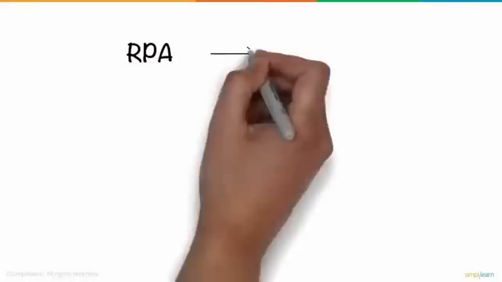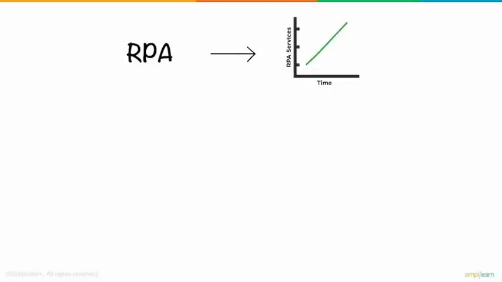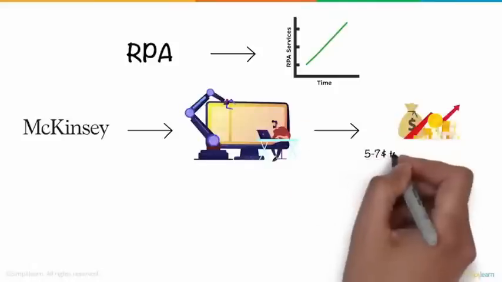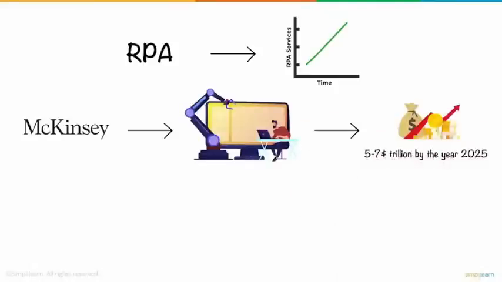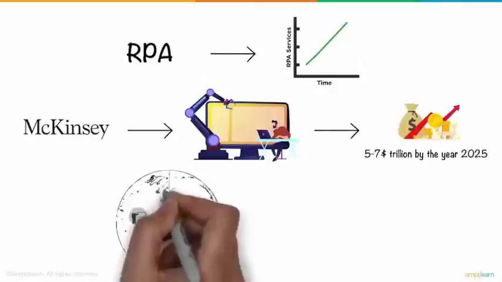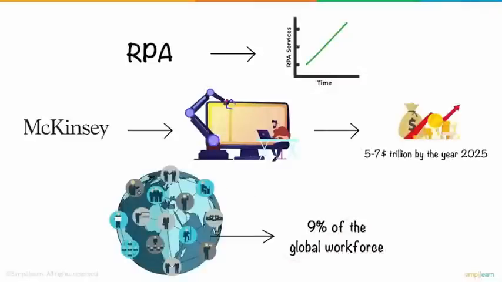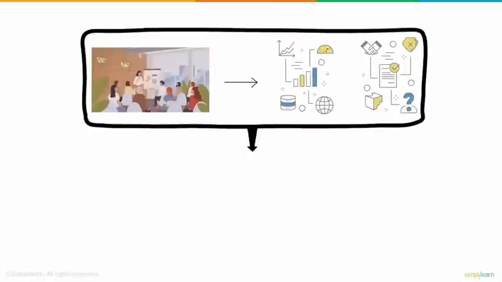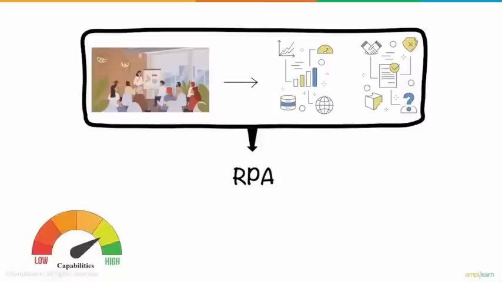RPA service adoption has been showing tremendous growth since 2016 and will continue to increase beyond 2020. According to McKinsey's research, knowledge and work automation could have an economic impact of $5 to $7 trillion by the year 2025. It will impact more than 230 million knowledge workers, which constitute 9% of the global workforce. Any company which is labor-intensive, where people are performing high-volume, high-transaction functions, stands to benefit the most with RPA adoption, boosting their capabilities and saving money and time.